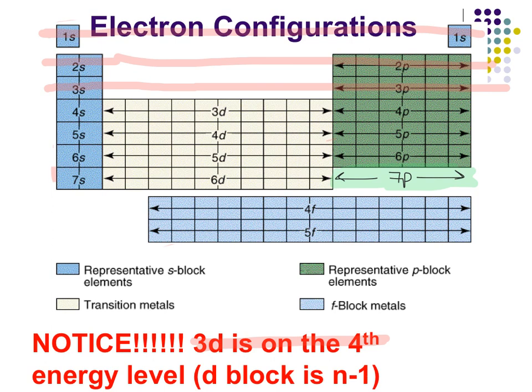So we've got 3s, then 3p, and then you would come to 4s before you get to 3d. And then 4p, and then 5s, and then 4d, and then 5p, and then 6s. Careful, because from here we drop to the f block.